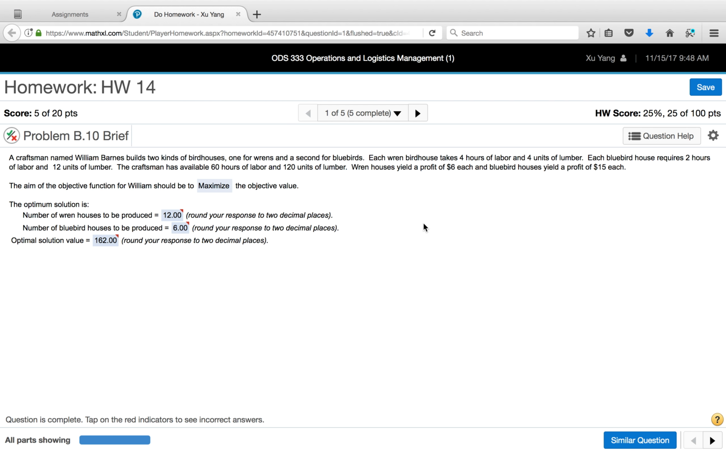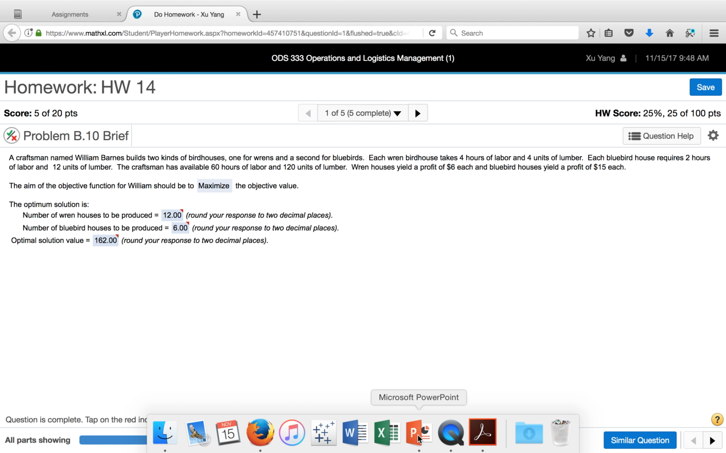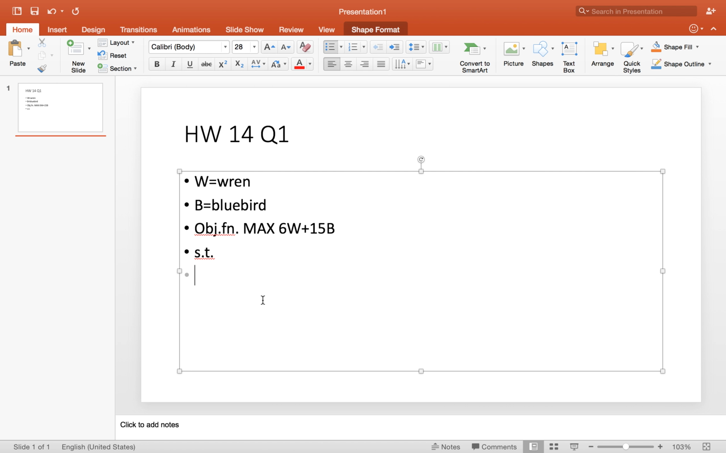So constraints. If you look at these birdhouses, they require labor and they require materials. Each wren birdhouse takes 4 hours of labor and 4 units of lumber. Each bluebird house takes 2 hours of labor and 12 units of lumber. And you only have 60 hours of labor and 120 lumber. So first let's look at labor. You only have 60 labor hours, so whatever you use has to be less than or equal to 60.